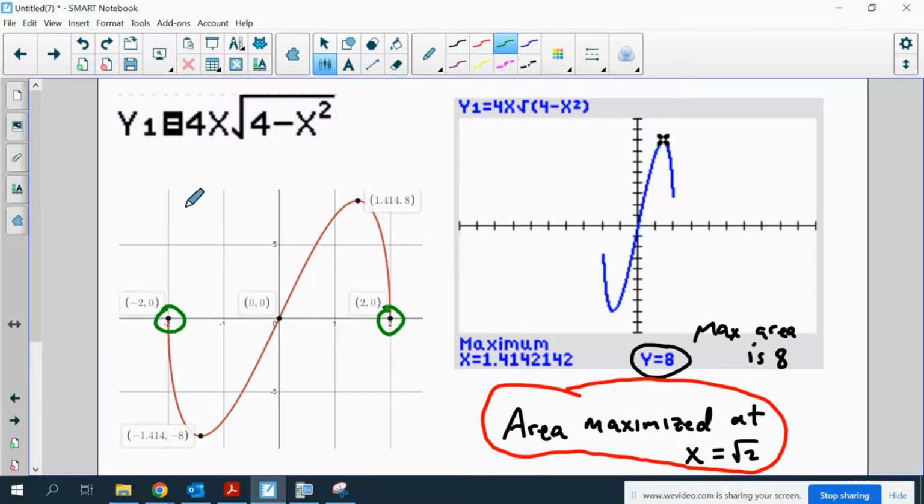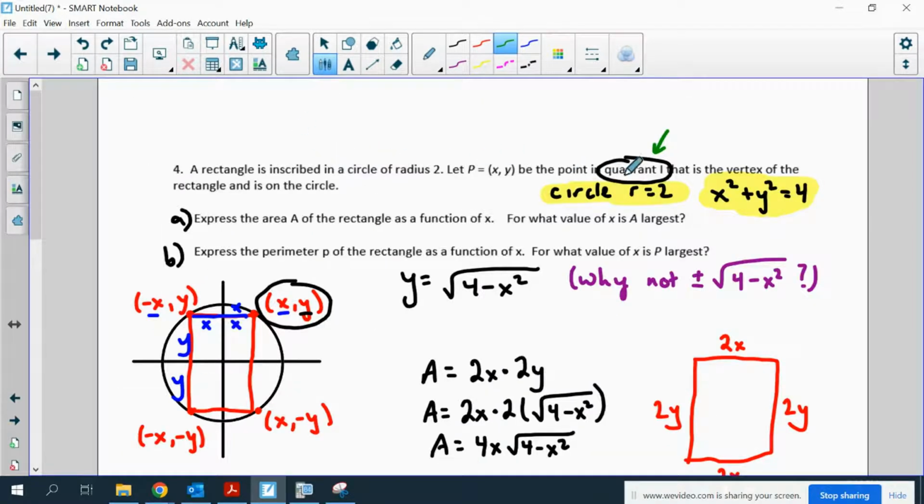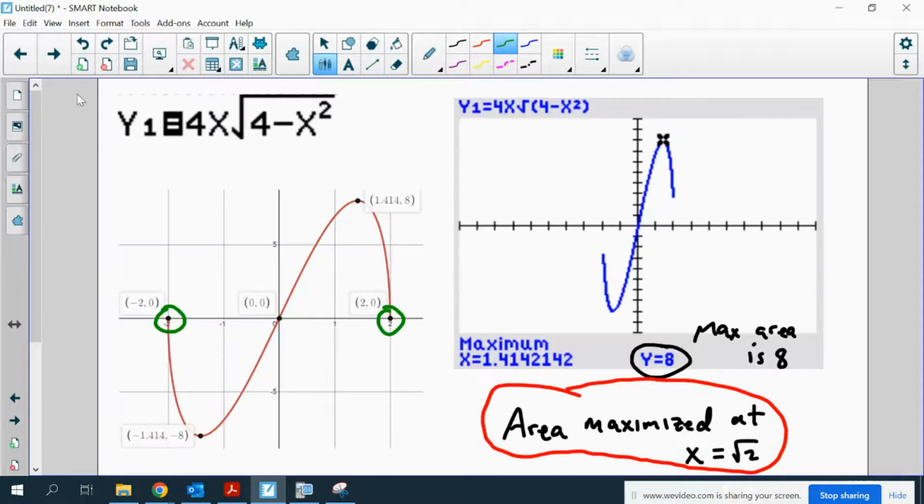It just doesn't make any sense with the restrictions that I had, that quadrant 1 means that x and y both have to be positive. Because I can have negative values of x and still have this rectangle. It just doesn't make any sense with what they told me about where x comma y is. So what I would do is look for the maximum. The maximum is at x equals square root of 2, and the max area is 8.